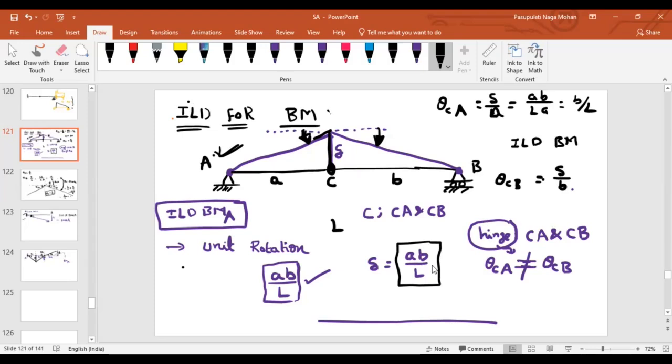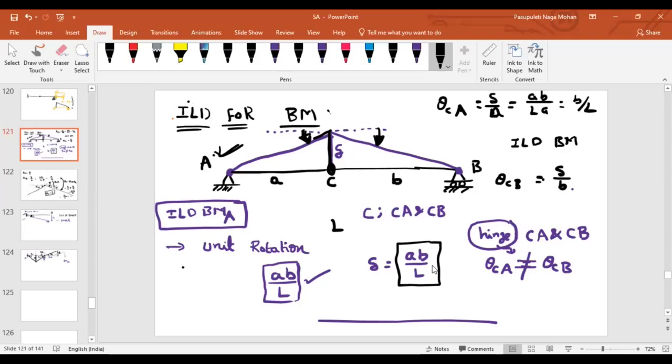Previously, what is the support? It is a fixed support. If it is a fixed support, obviously bending moment will exist. So that's why first we will release and we will apply unit rotation. But here, directly it is a pin support. As it is a pin support, what is the bending moment? Zero. That's it. No need to draw anything.